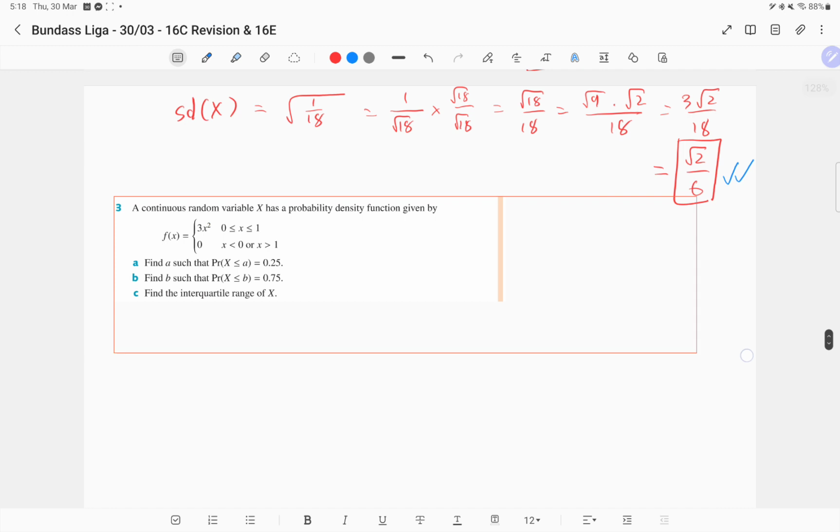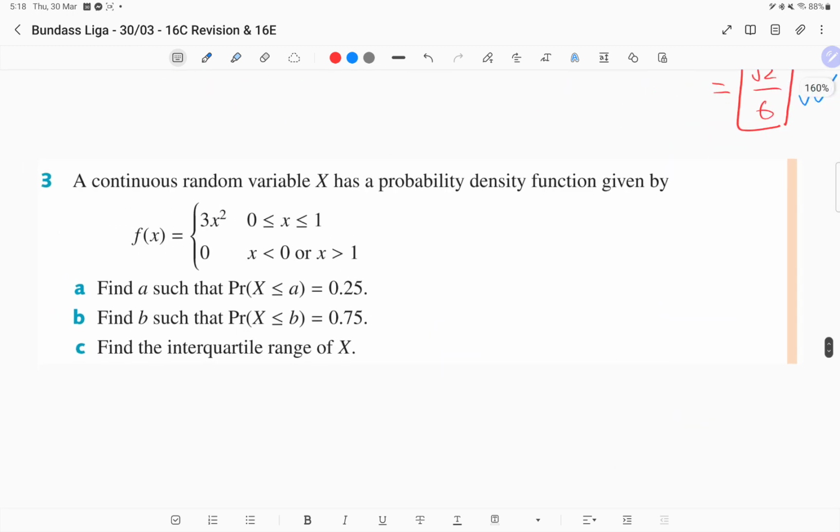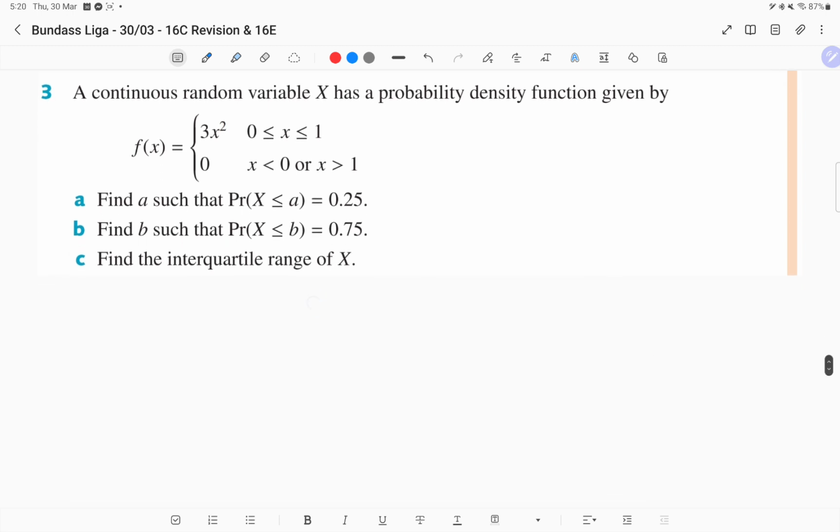Okay, next question will be question 3. Let's try this one out. Okay, I'll start working out the question as well.